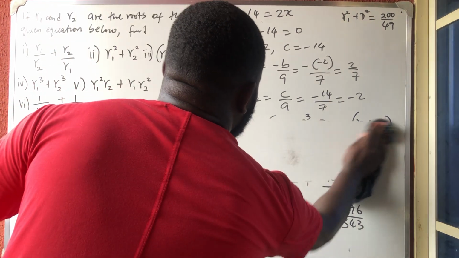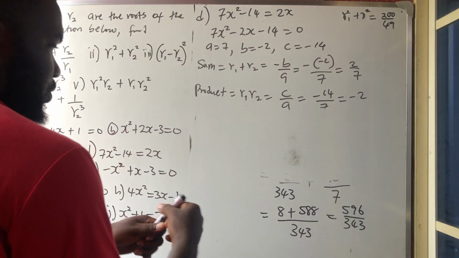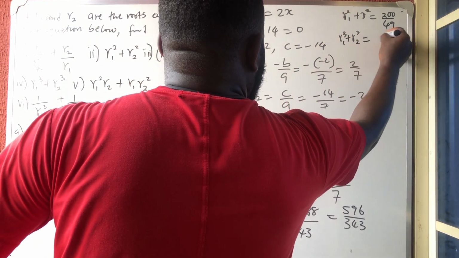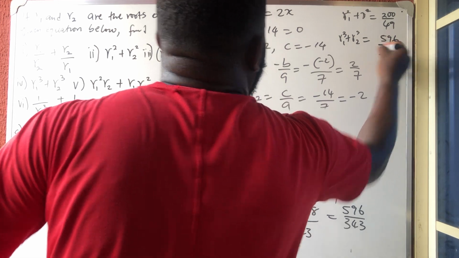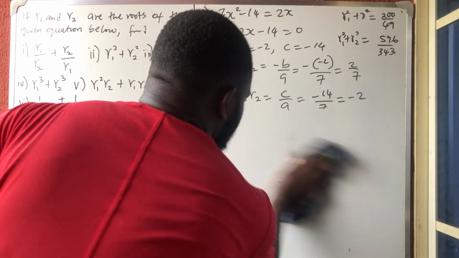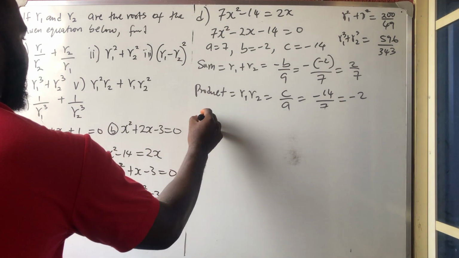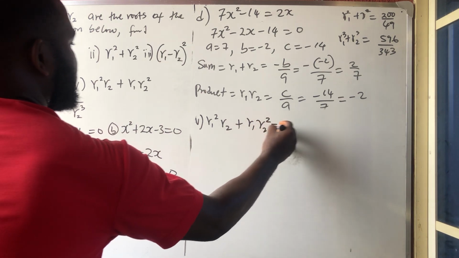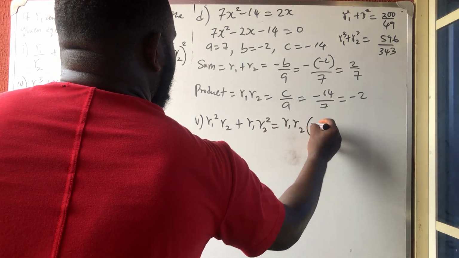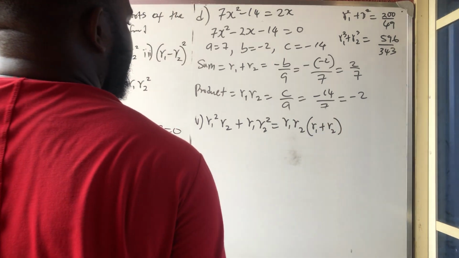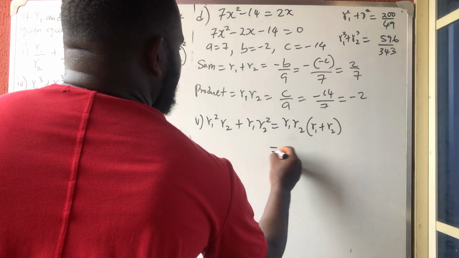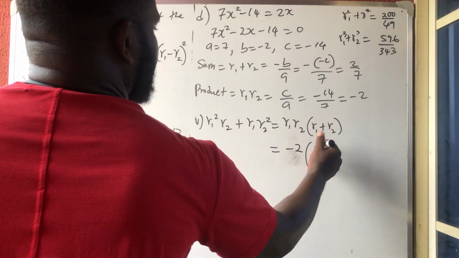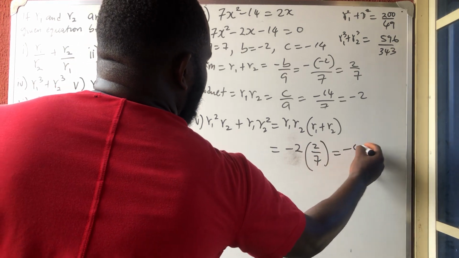So the next one, in fact, I'm going to use this, that r1 cubed plus r2 cubed gave me 596 over 343. So I'm going to use it for the last one. So here, v said r1 squared r2 plus r1 r2 squared, which is r1 r2 in bracket of r1 plus r2. Okay, that is it. So r1 r2 gave me minus 2, in bracket of this one gave me 2 over 7, so which is minus 4 over 7.